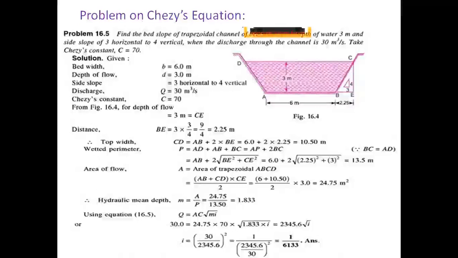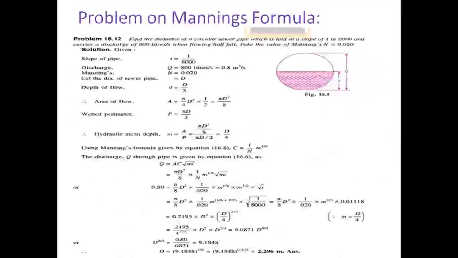If sometimes the discharge value is given, find the bed slope of the channel. Bed slope of the channel, the i value, you need to find out. So the procedure is the same for all problems, whether by using Chezy's constant or by using Manning's constant.